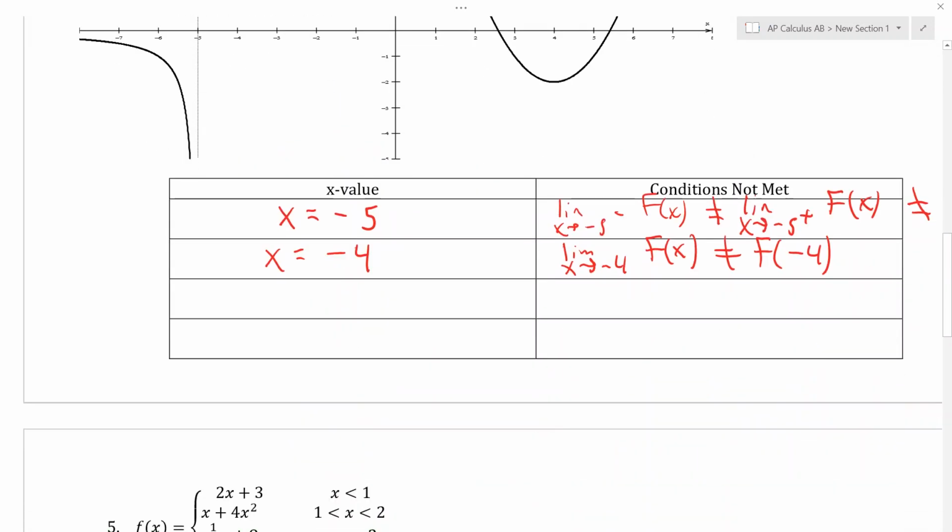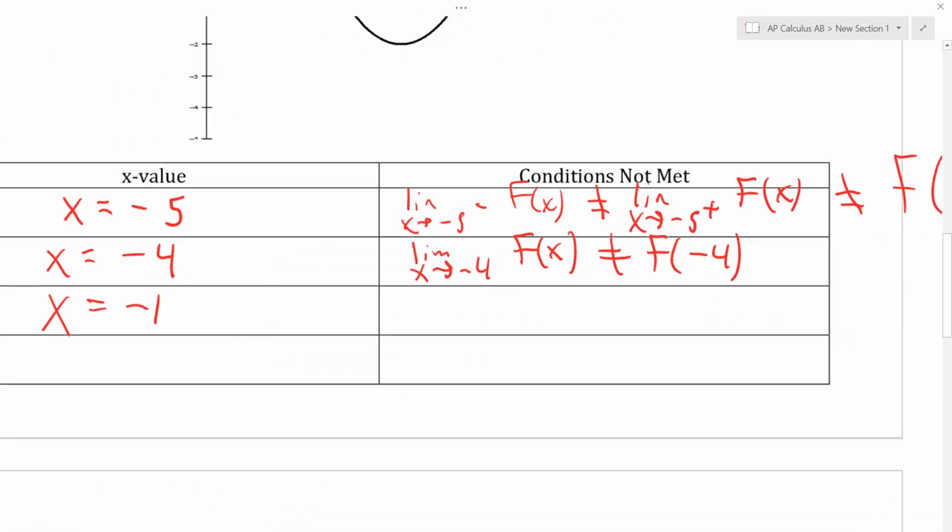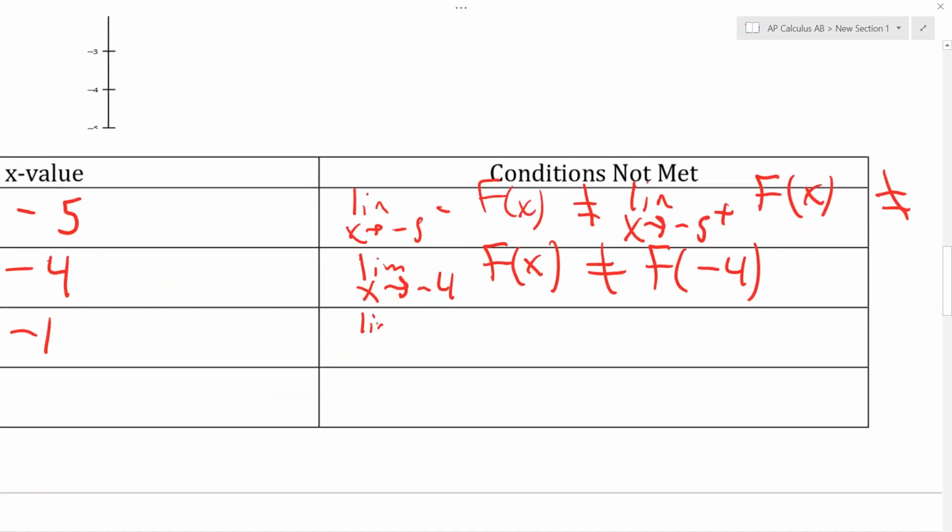Negative 1 is the next one. And that's because the limit as I approach negative 1 from the left is not the same thing as the limit as I approach negative 1 from the right. There's a point there, and it equals the left-hand limit, right? The left-hand limit's filled in. However, the left and right limits are not the same. Make sense?